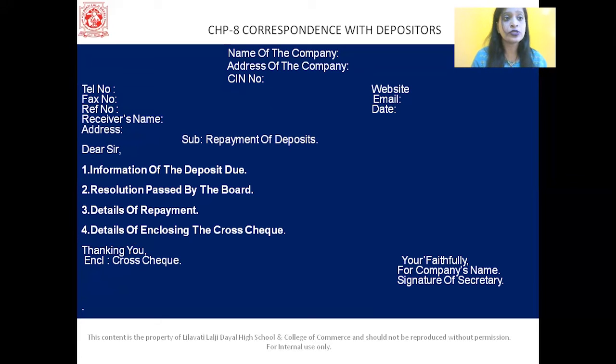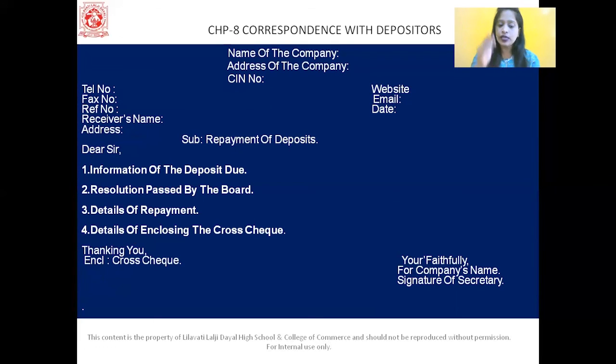Second paragraph, resolution of the board. Okay, so herein he is talking about that the board of directors in its meeting held on dash has passed a resolution for your repayment of the deposit. Already the board of directors has passed a resolution for repayment of the deposit. Okay. Then third pointer is details of repayment.